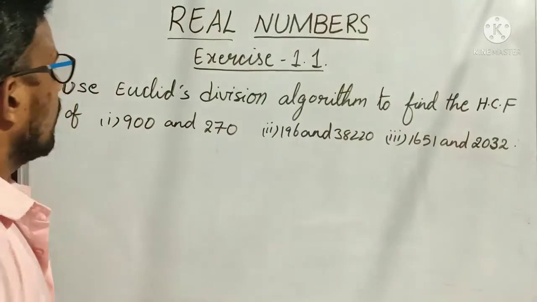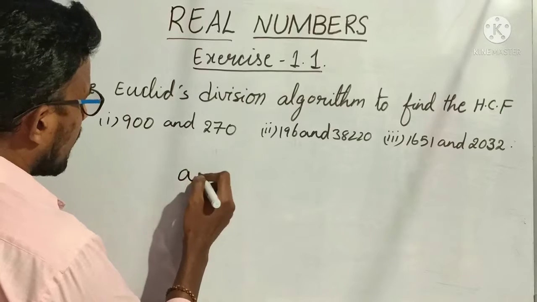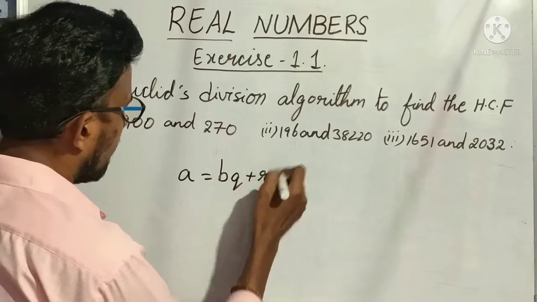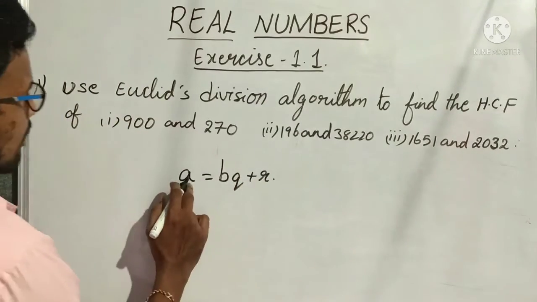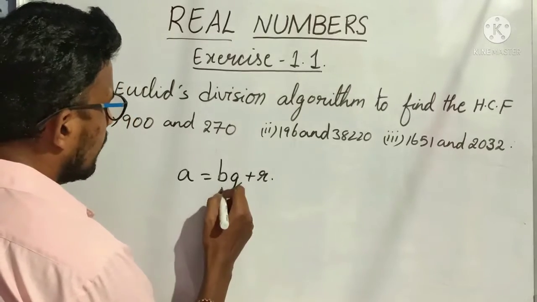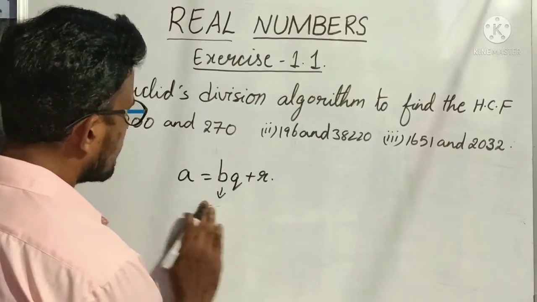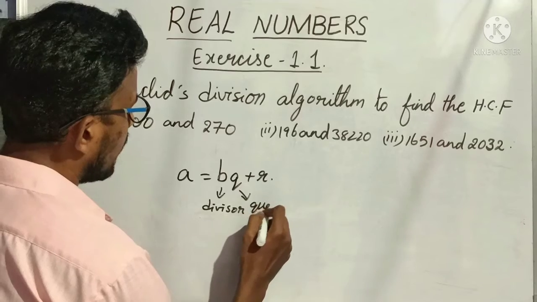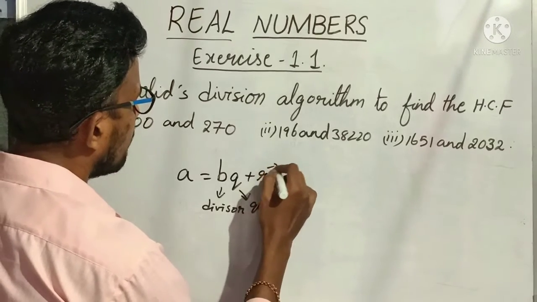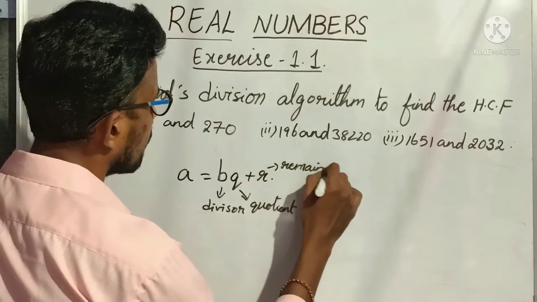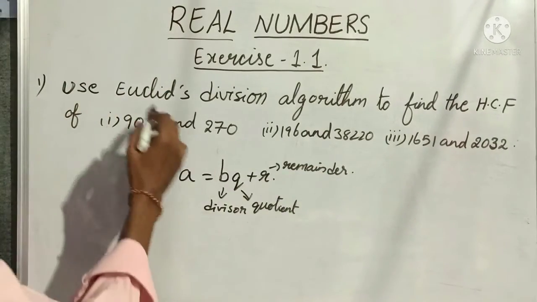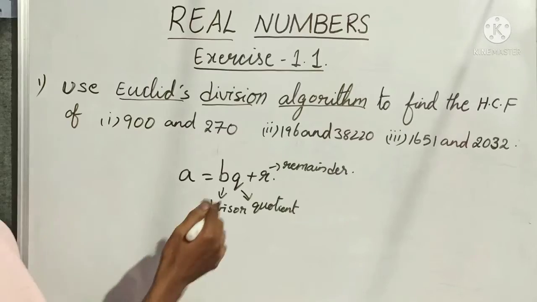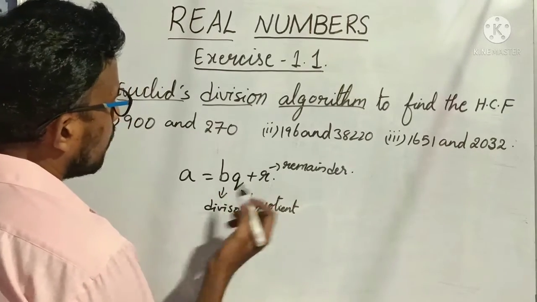Euclid's division algorithm says that any real number, suppose I am taking A as the real number, can be represented in the form of BQ plus R. Here B is the divisor, Q represents the quotient, and R represents the remainder. Whatever real number you take can be represented in the form A is equal to BQ plus R.